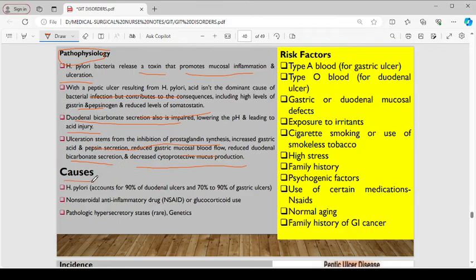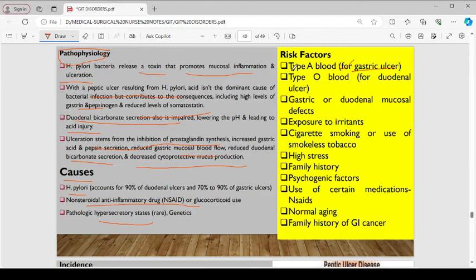Of course, causes we have said H. pylori, which accounts for 90% of duodenal ulcers and 70 to 90% of gastric ulcers. We also have the use of NSAIDs or glucocorticoid use and pathologic hypersecretory states. Also, genetics is also associated. Risk factors include blood type A, especially for gastric ulcers.